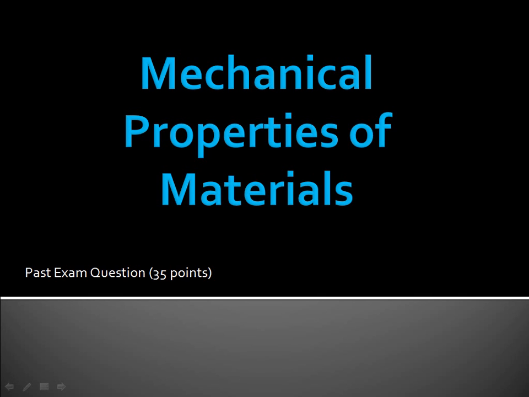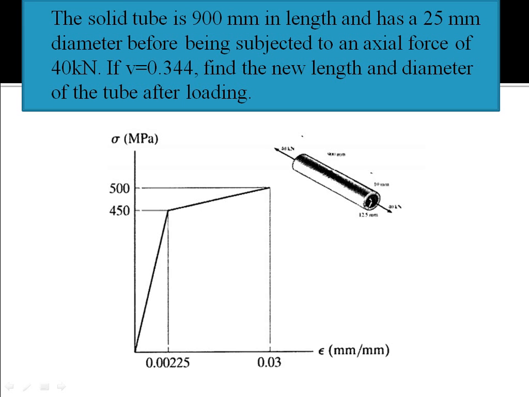Okay, let's look at a past exam question based on the mechanical properties of materials. This question was worth 35 points, and I think it's pretty straightforward as long as you track your work.